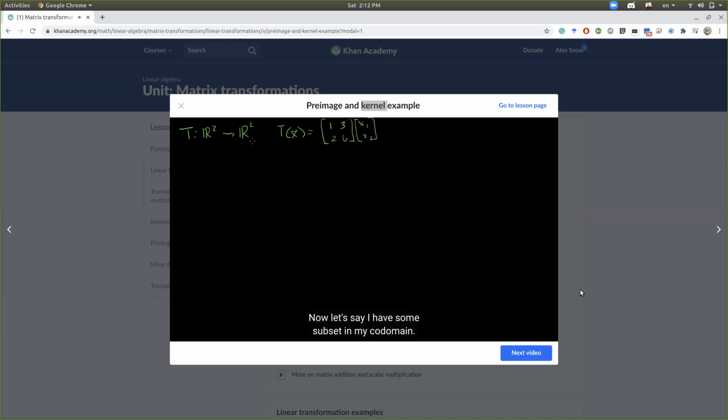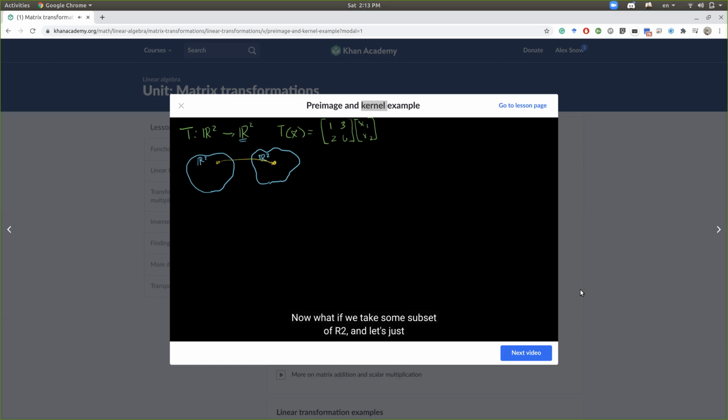Now let's say I have some subset in my codomain. So let me draw this right here. So my domain looks like that. It's R2. And of course, my function or my transformation maps elements of R2 into elements of its codomain, which also happens to be R2. I could show it mapping into itself, but for the sake of simplicity, let's draw my codomain here. And our transformation, of course, maps for any element here. The transformation of that will be an association or a mapping into R2.